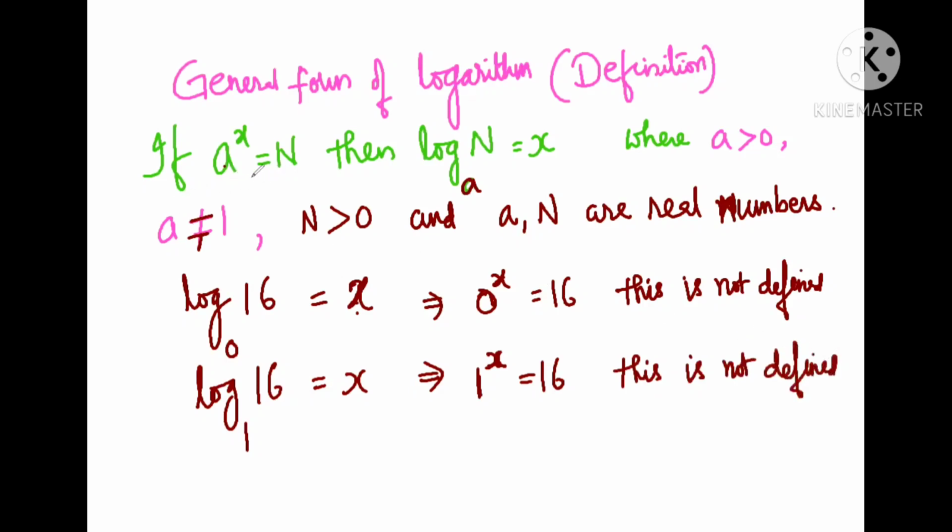But basically the general form of logarithms is: if a to the power of x is equal to n, then logarithm of n base a is equal to x. Logarithm of the number n to the base a is equal to x. This is the general form of the logarithm.